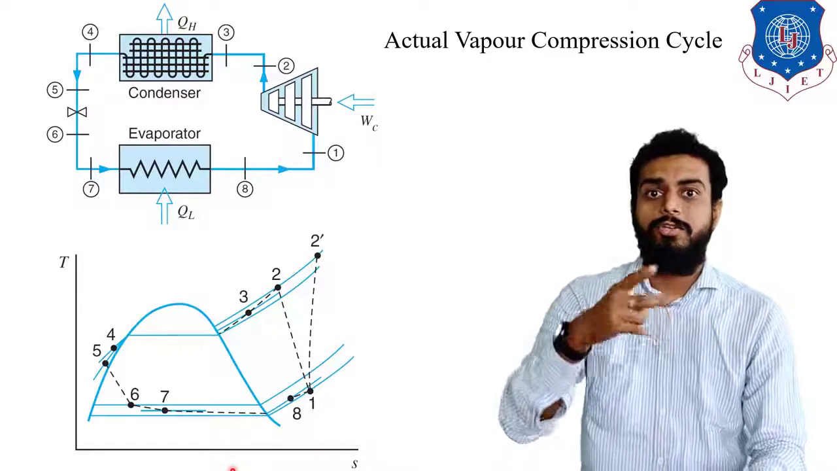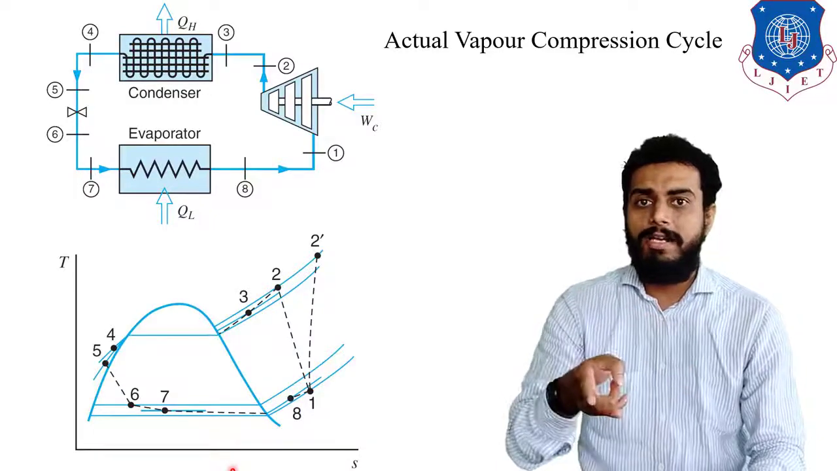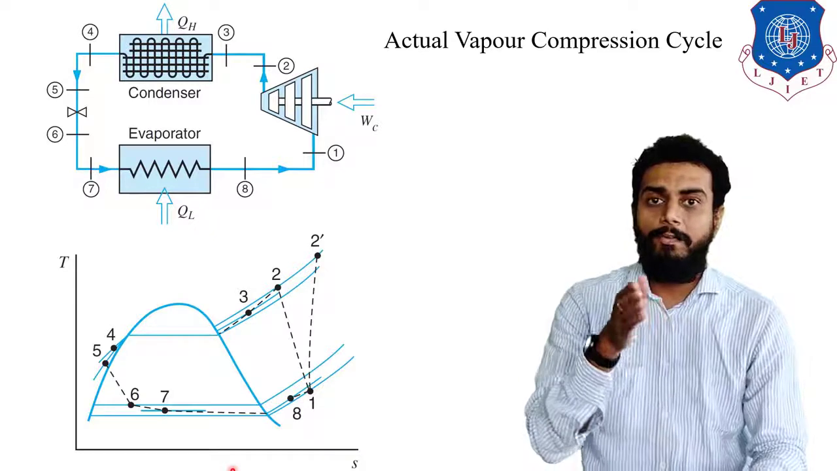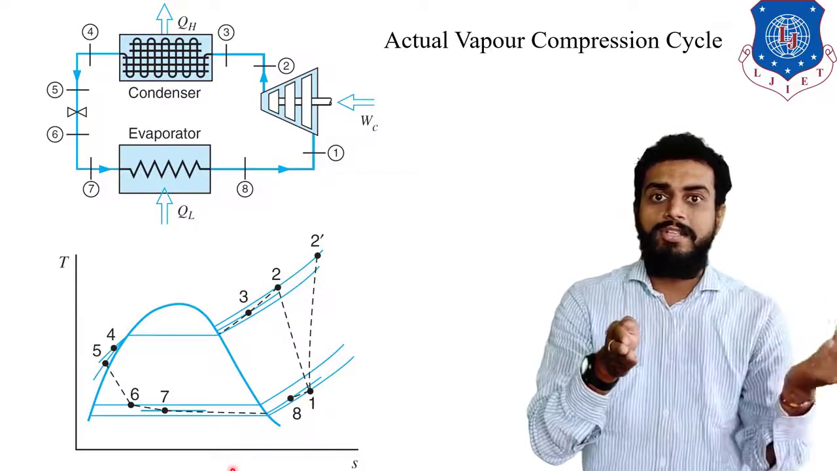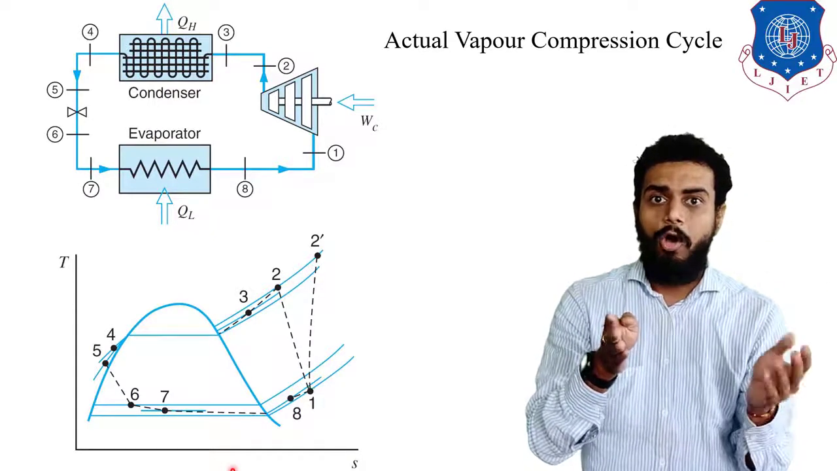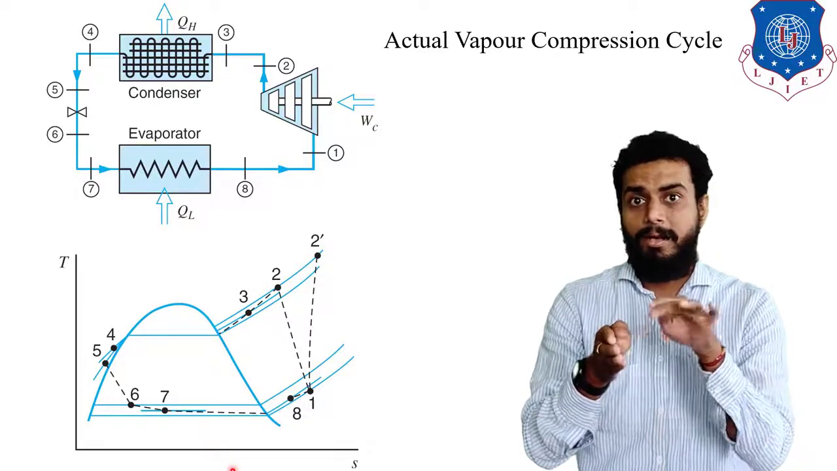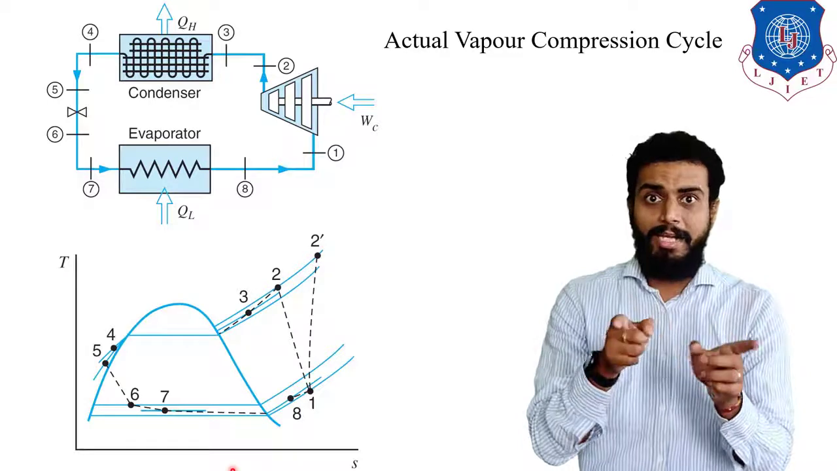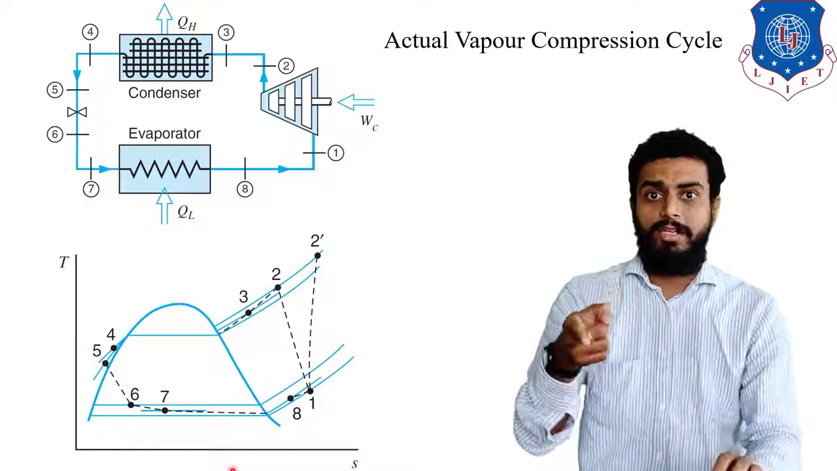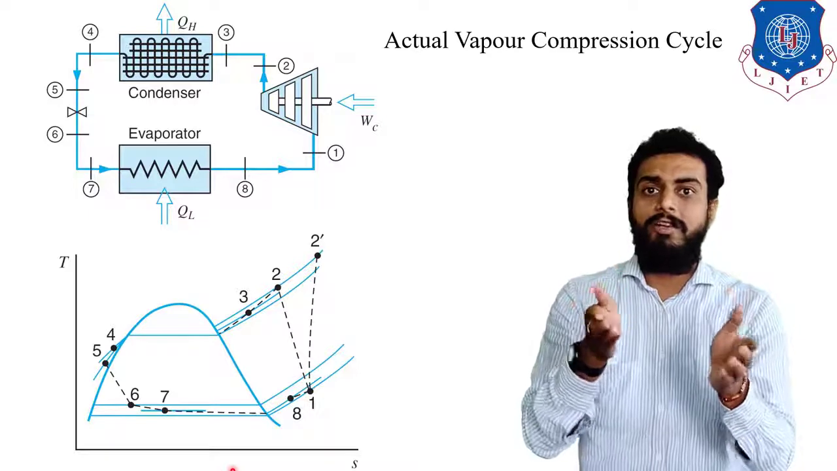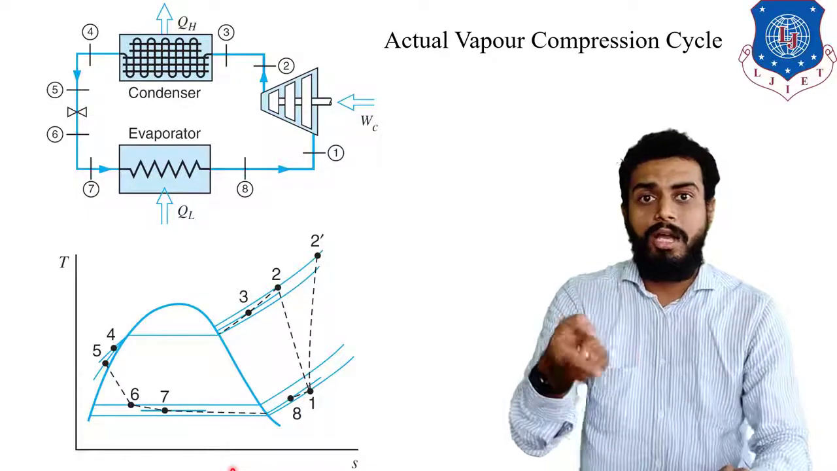Heat transfer will also take place. What kind of heat transfer? There might be a possibility that heat will transfer from the refrigerant to the outside atmosphere in the compressor, or from the outside atmosphere to the refrigerant in the compressor. So there might be heat transfer according to the temperature of the refrigerant and the atmosphere. According to that temperature difference, heat transfer may also occur.